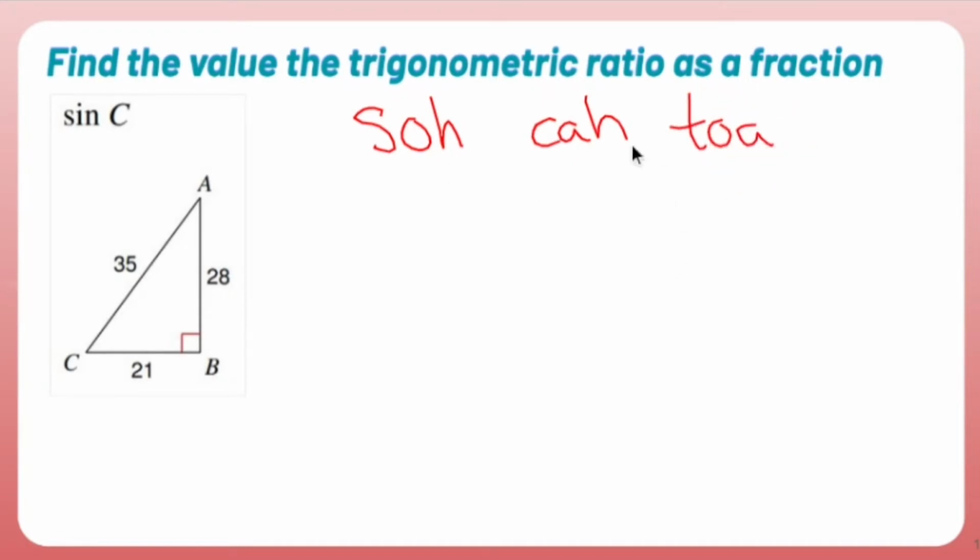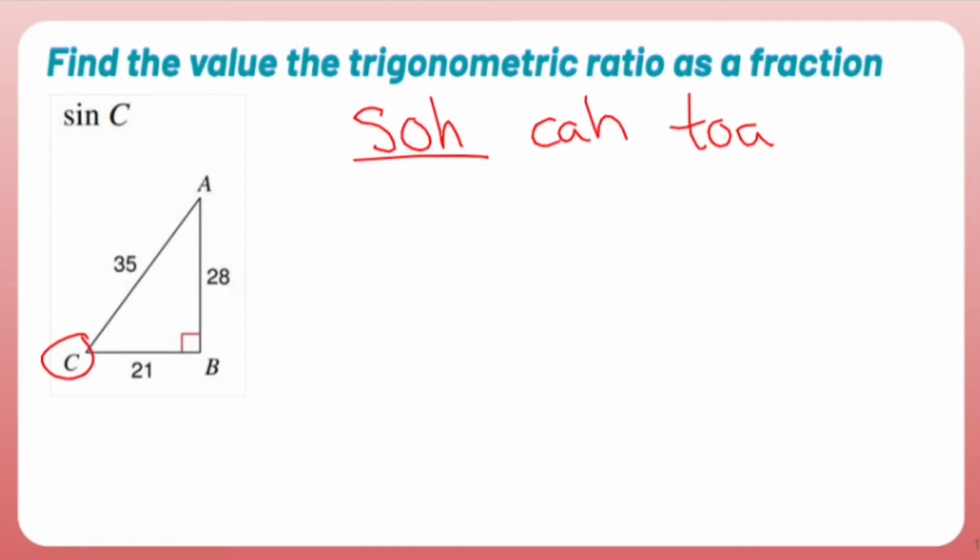Now, what we do is we take a look at the angle that we care about and we look at the sides compared to the angle. For example, 35, no matter what, is the hypotenuse, 28 is going to be opposite of C, and 21 is next to it, which means adjacent. So SOH CAH TOA tells us, if you're using sine, you care about the opposite and the hypotenuse. If you're using cosine, you care about the adjacent and the hypotenuse. And if you're using tangent, then you care about opposite over adjacent.